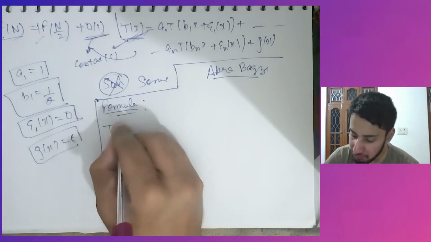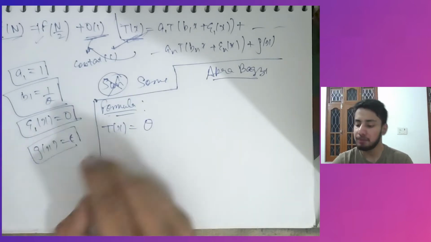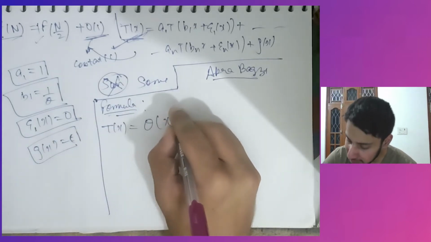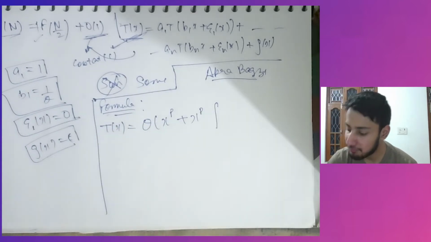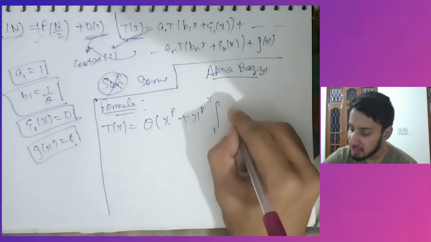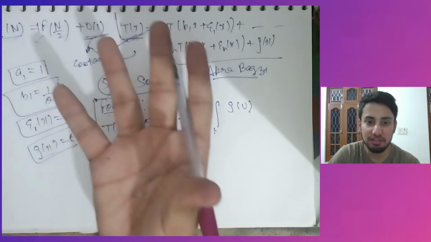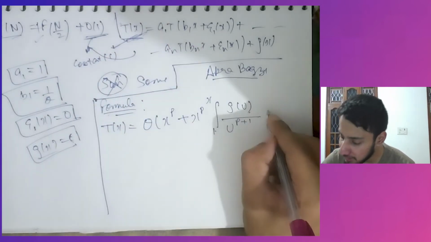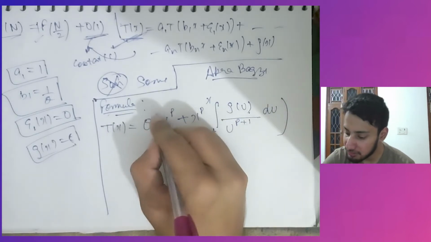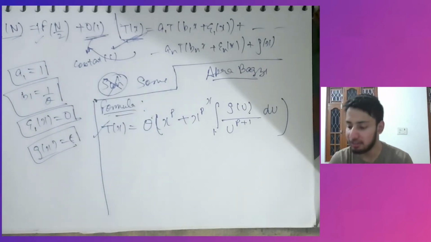So T of x equals theta, or I can also say big O, but let's say theta, into x raised to the power p plus x raised to the power p, integral 1 to x of g(u), like here g(x) is c, it means g(u) is c, constant, upon u to the power p plus 1 into du. That's it. This looks so scary. What is this? Please don't get scared. This is the only thing that you have to learn.